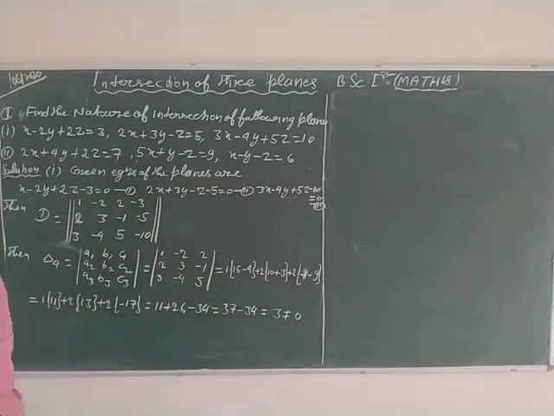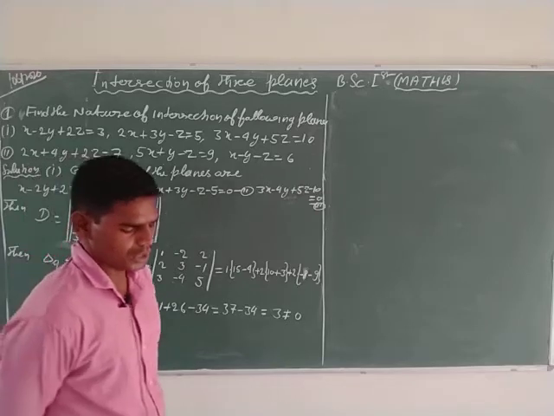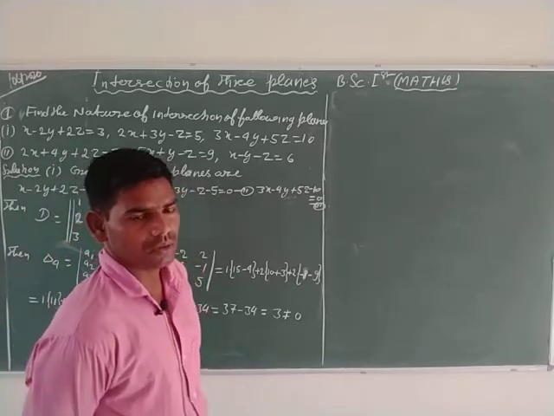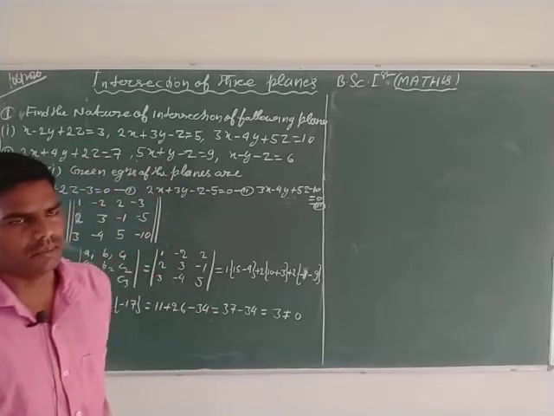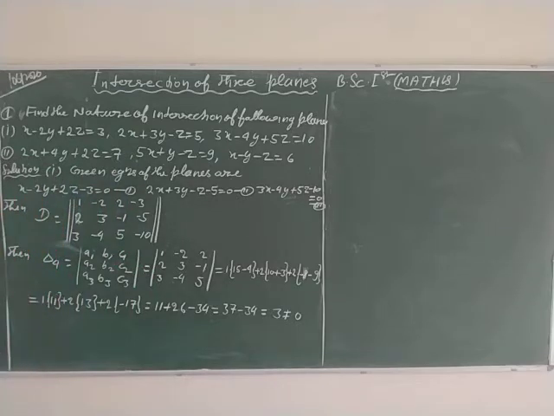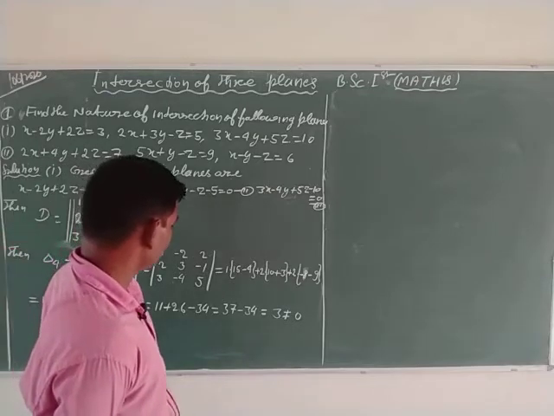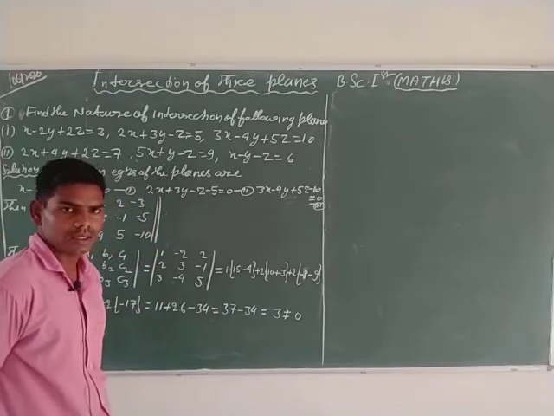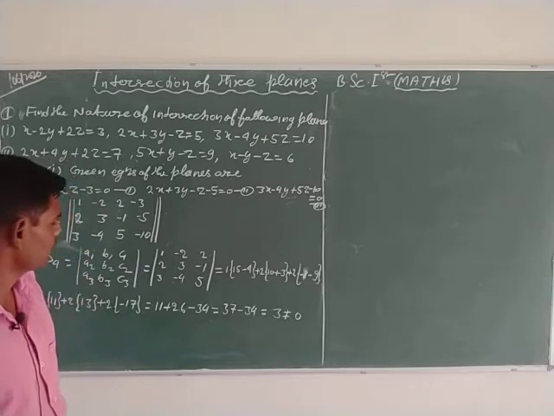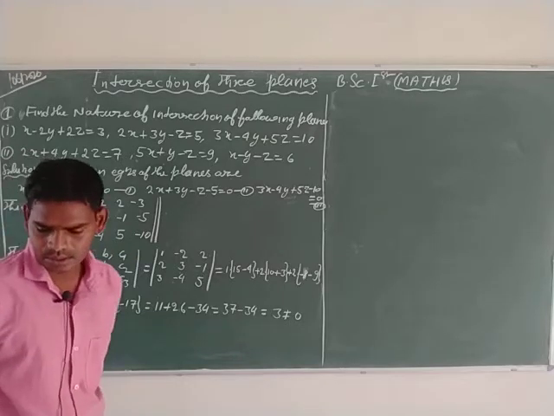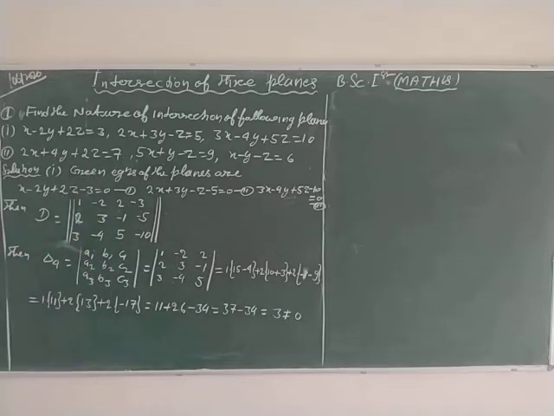So in this first case, when delta 4 is not equal to 0, then the intersection of three planes, first, second and third, must be a point whose coordinates you can calculate by applying Cramer's formula, x is equal to, y equal to and z is equal to.